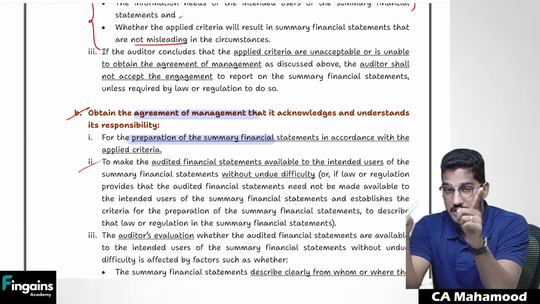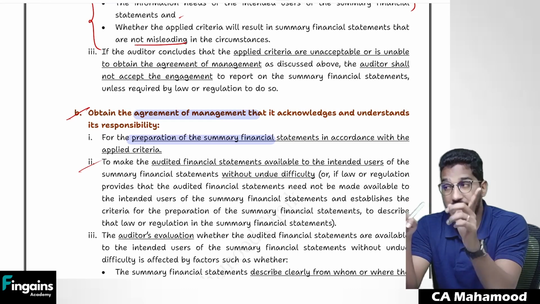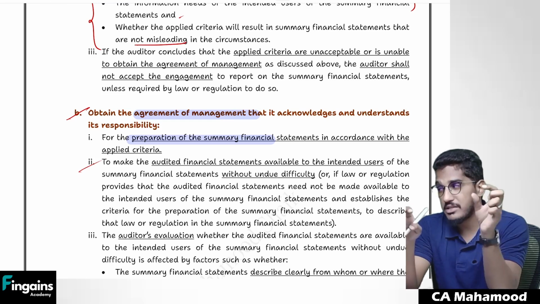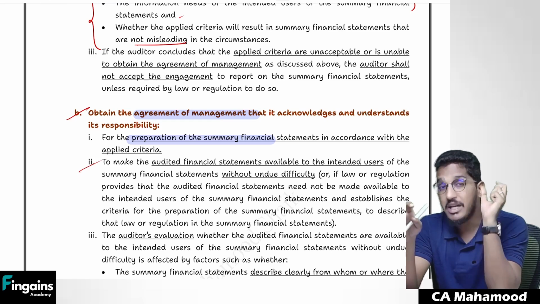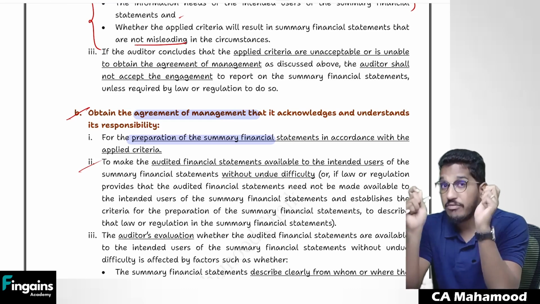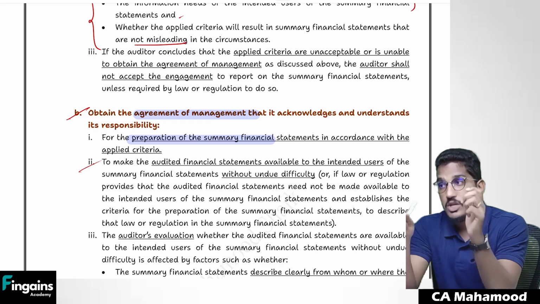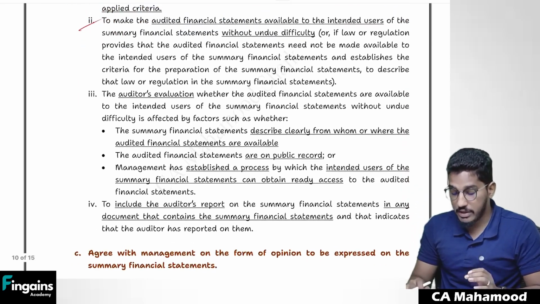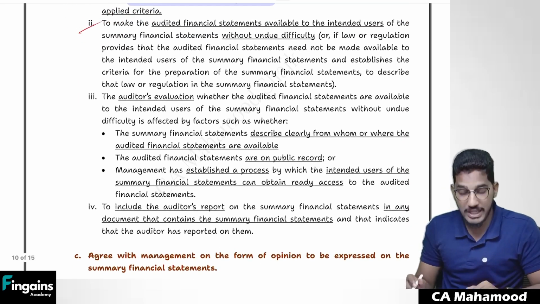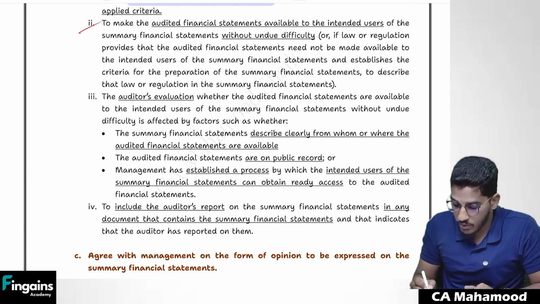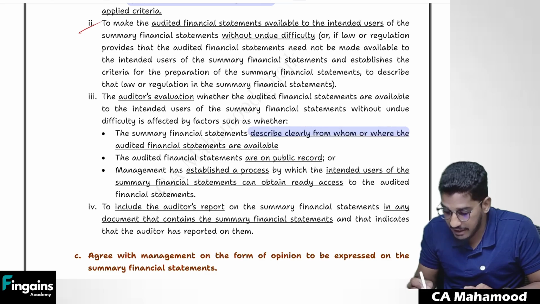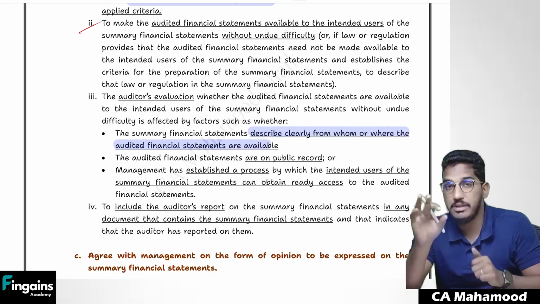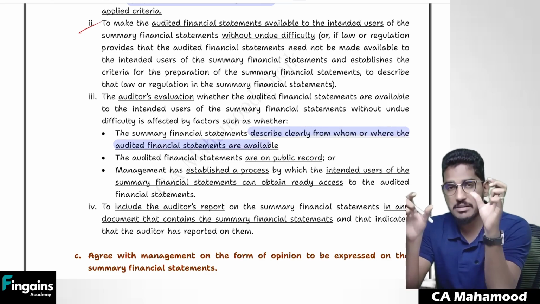Sir, you are circulating the summary financial statements. In case the intended users want access to the complete financial statements, you should provide that complete financial statements to them without any difficulty. You should say clearly from where and from whom you can get those complete financial statements. Describe it in the summary financial statements.